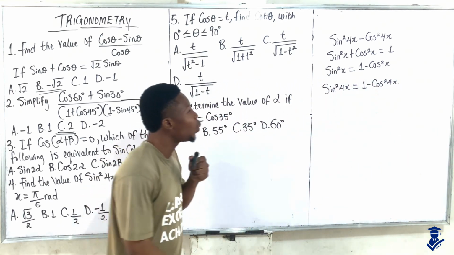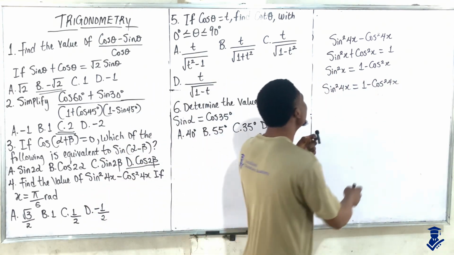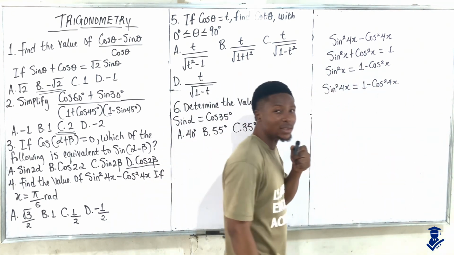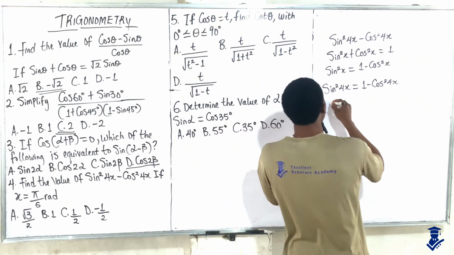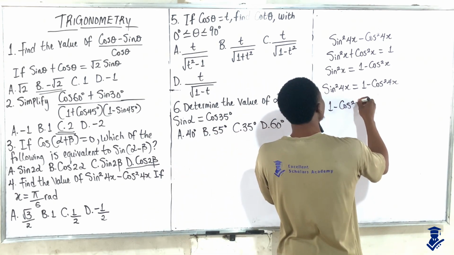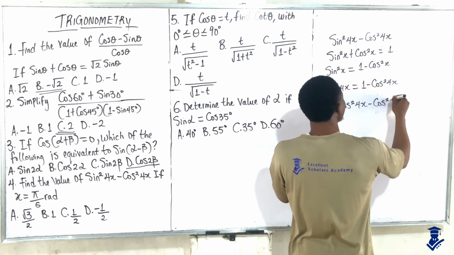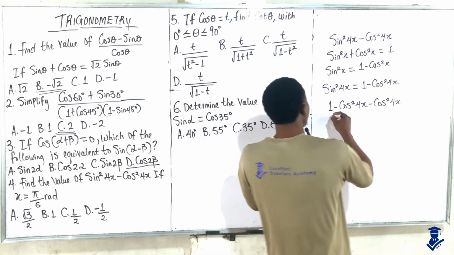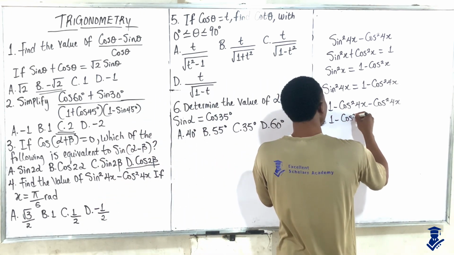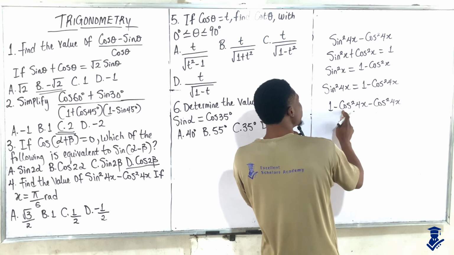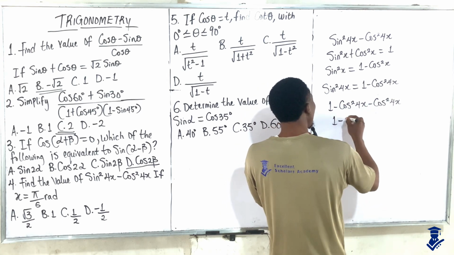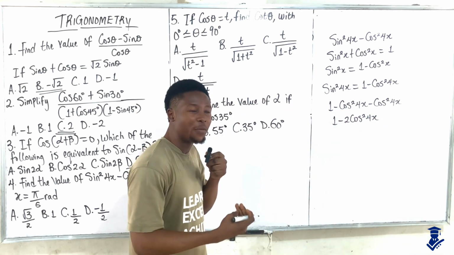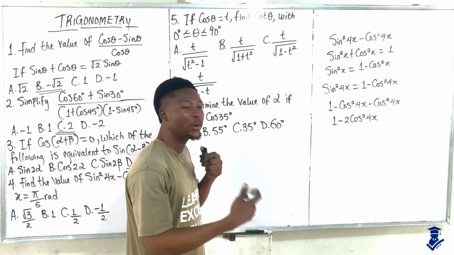All right? So what is that going to be? That I can replace sine squared 4x with what? 1 minus cos squared 4x. So it becomes 1 minus cos squared 4x minus cos squared 4x. Now, minus cos squared 4x minus cos squared 4x is going to give us minus 2 cos squared 4x.